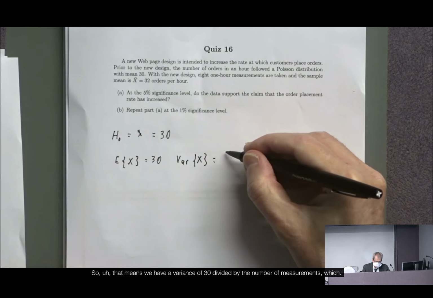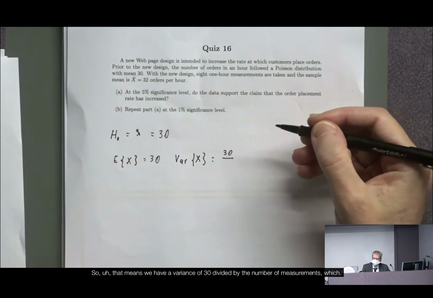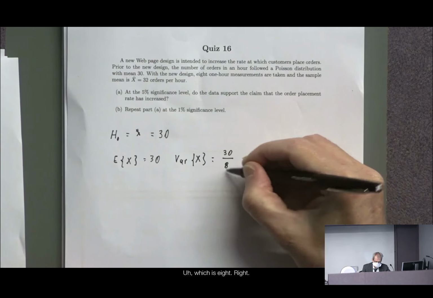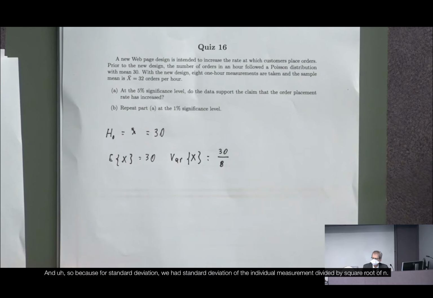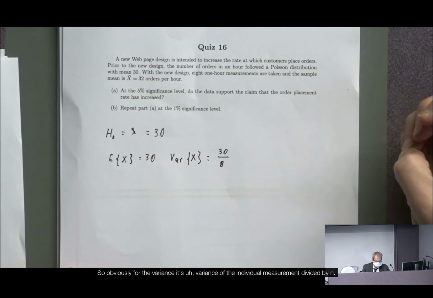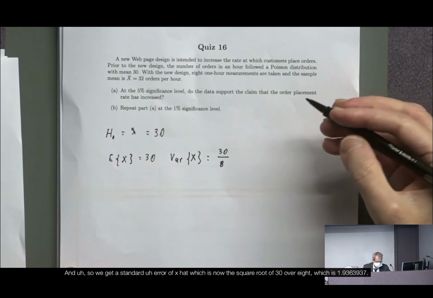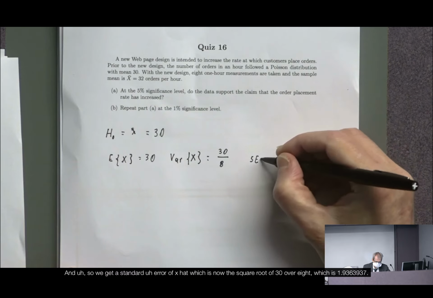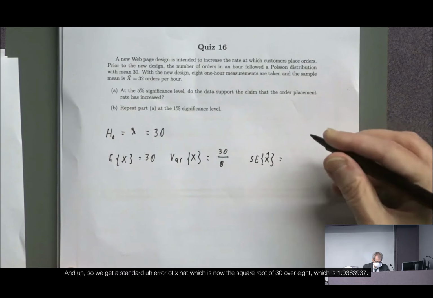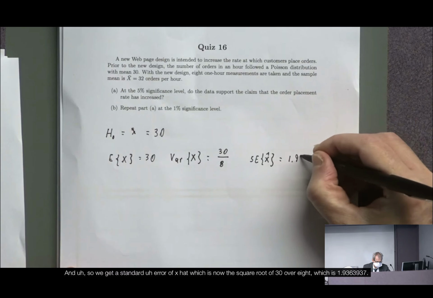So that means we have a variance of 30 divided by the number of measurements, which is 8. Because for standard deviation, we had the standard deviation of the individual measurement divided by square root of n, obviously for the variance, it's the variance of the individual measurement divided by n. And so we get a standard error of x hat, which is the square root of 30 over 8, which is 1.936.